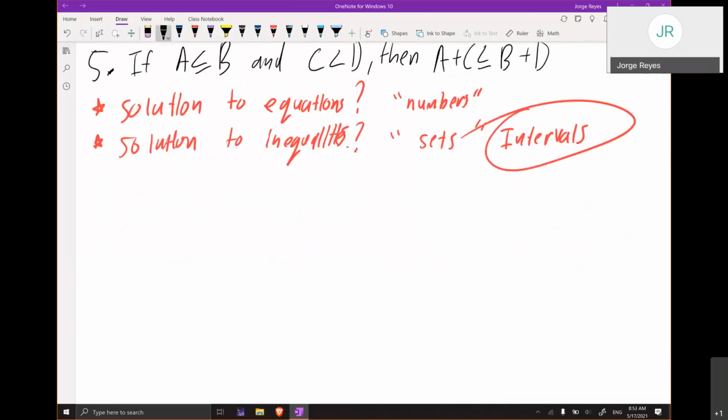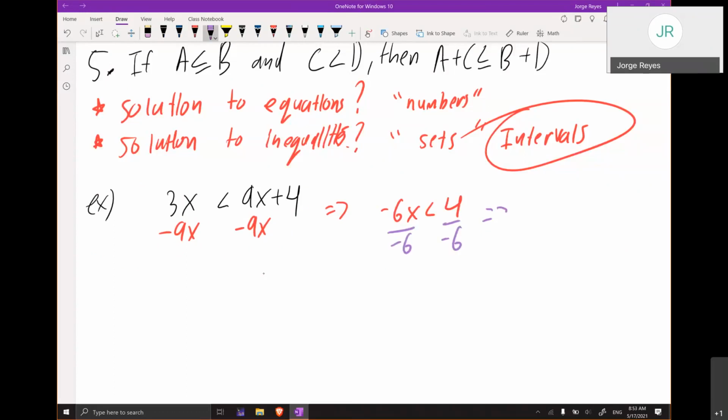So there's going to be a lot of examples in this section. We're going to start off with an easy one, a linear inequality. We can solve this like normal. Just subtract the 9x from both sides. Then we're going to get negative 6x less than 4. We're going to divide by negative 6, and remember, we have to flip because I divided by a negative number. And we get negative 2/3. And ta-da, that's the answer.